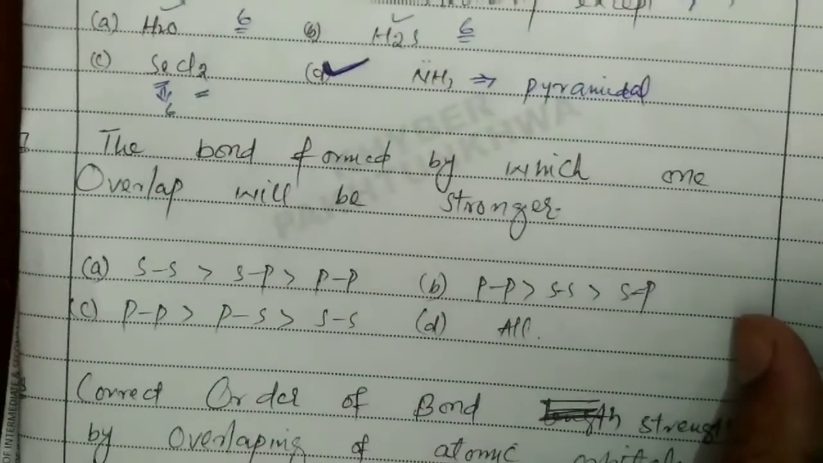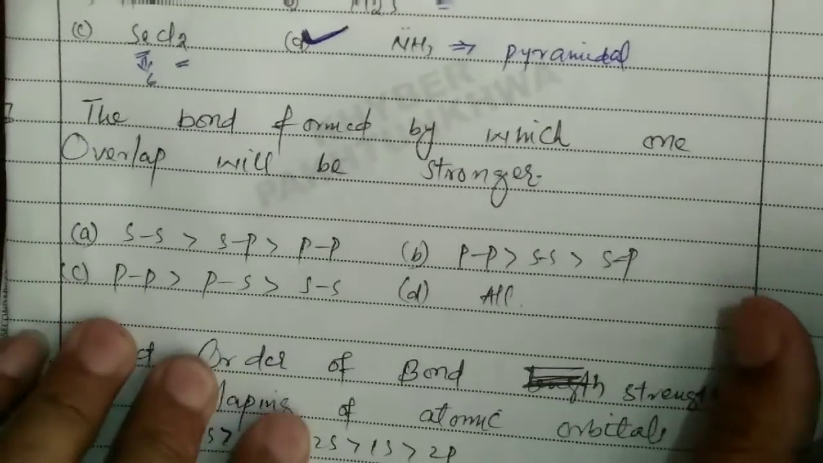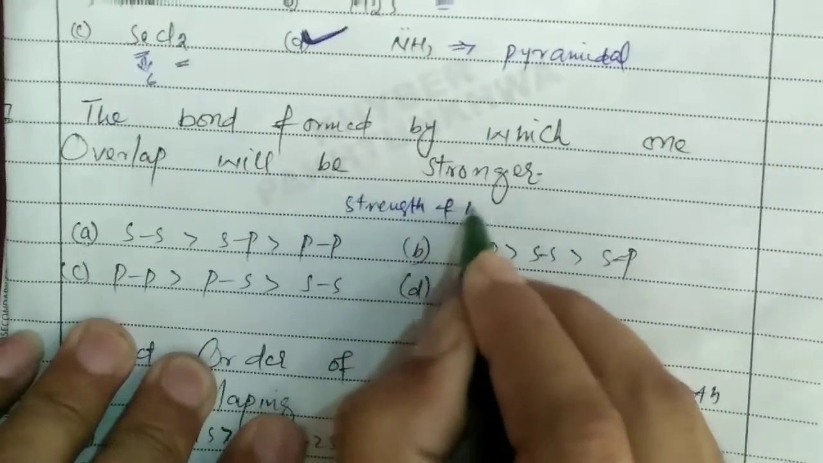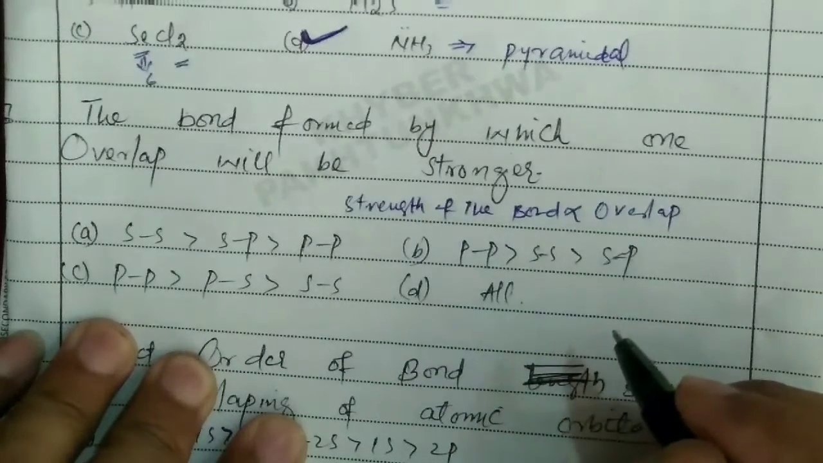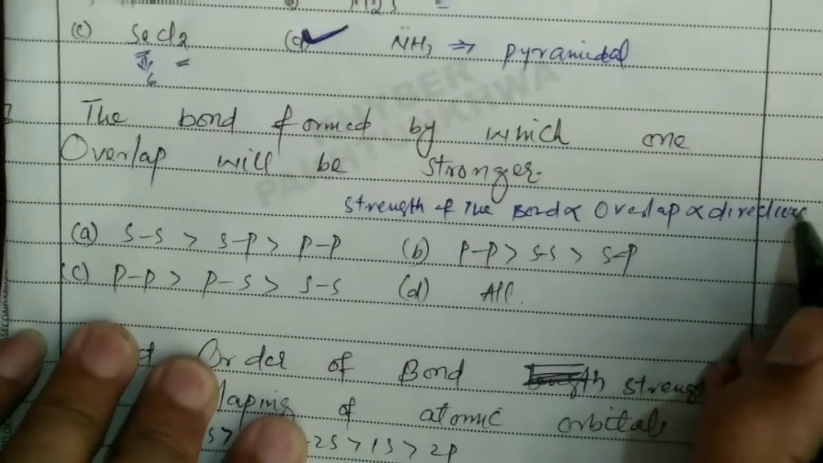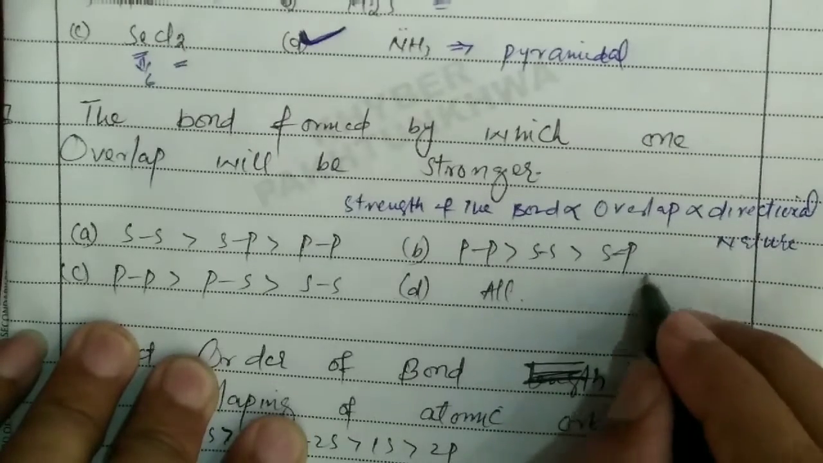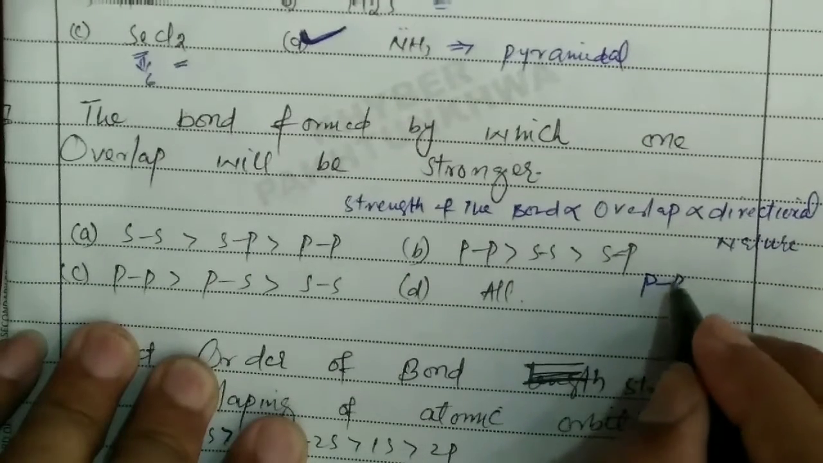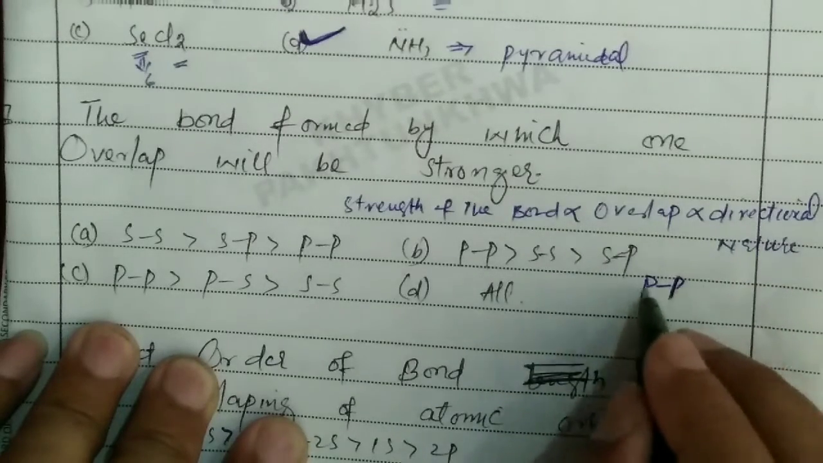Now consider question number 7. The bond formed by which overlap will be a stronger one? Remember, the strength of the bond is directly proportional to the overlap. And very simple, overlap is directly proportional to the directional nature of the orbitals that undergo overlap. So p orbital is directional and s orbital is non-directional. It means that pp overlap, where both are directional, will be greater. So stronger will be the bond of pp.